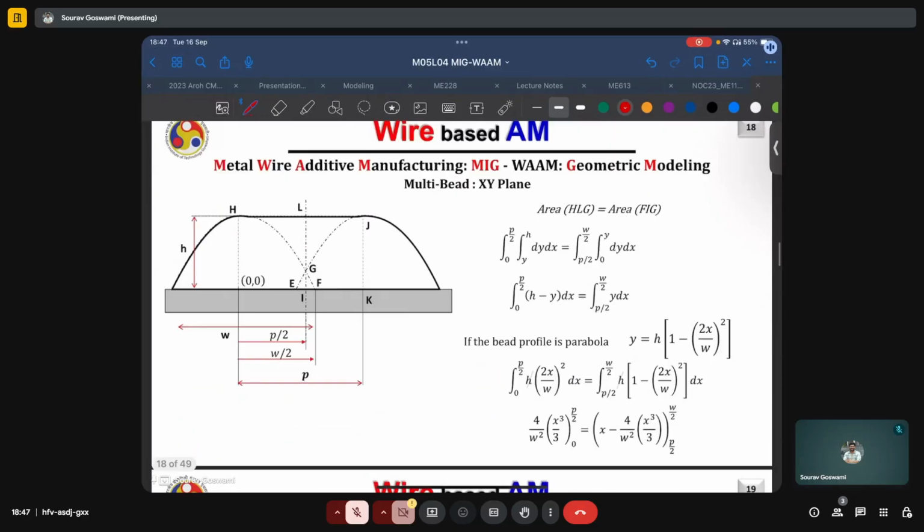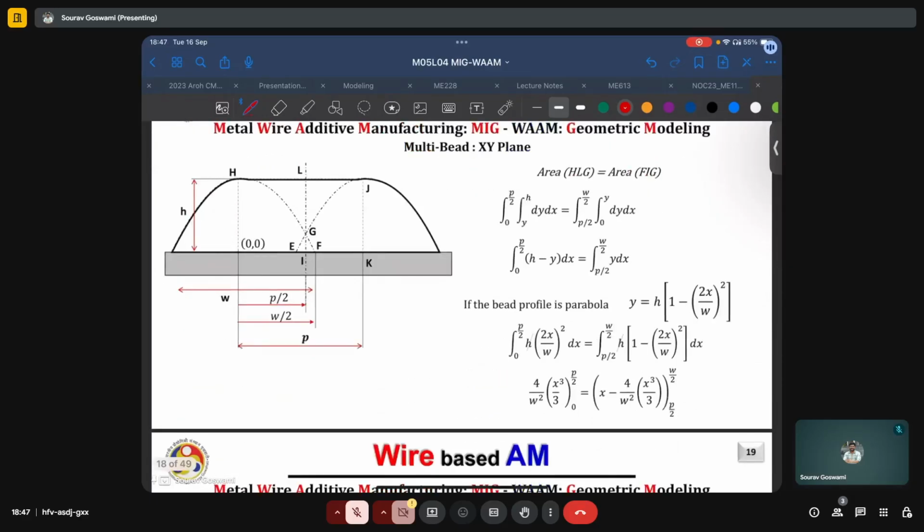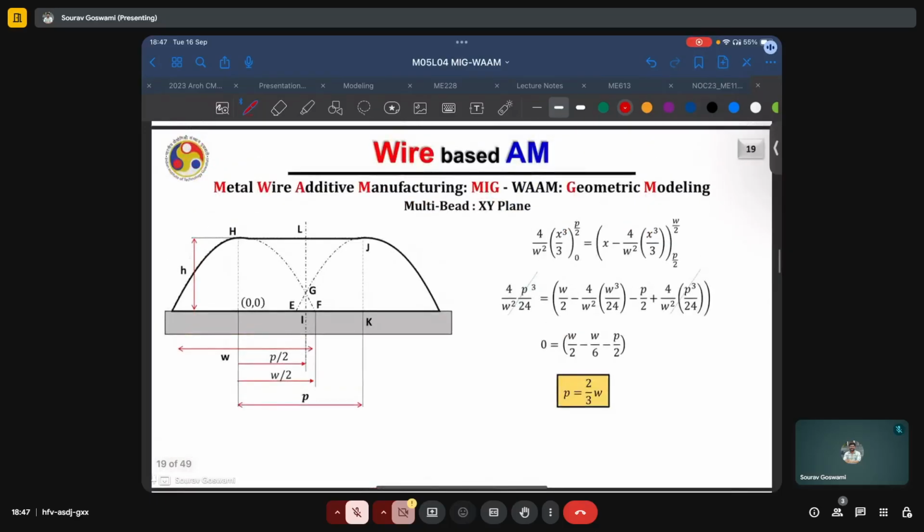And upon integrating within suitable limits, what we can obtain is the step over distance P necessary to achieve such a flat surface by equality of these two areas comes out to be 2/3 of the individual bead width. Thus, if we keep the step over distance equal to 2/3 of the width of one bead, we can expect to have a finished surface or printed surface which will be mostly flat.